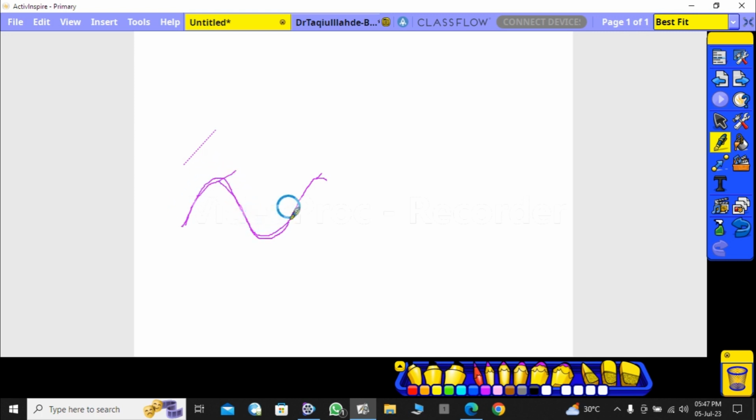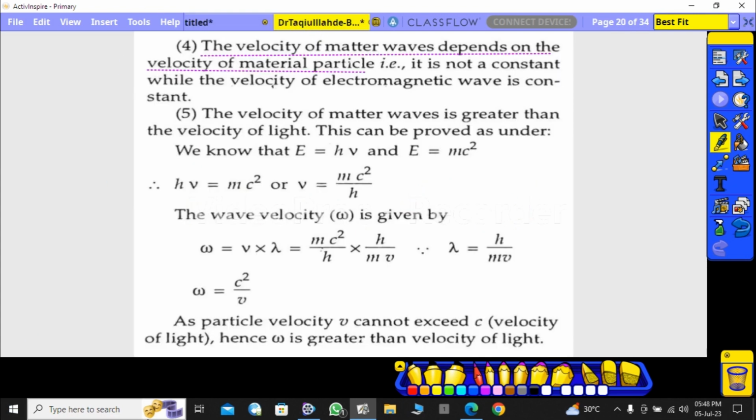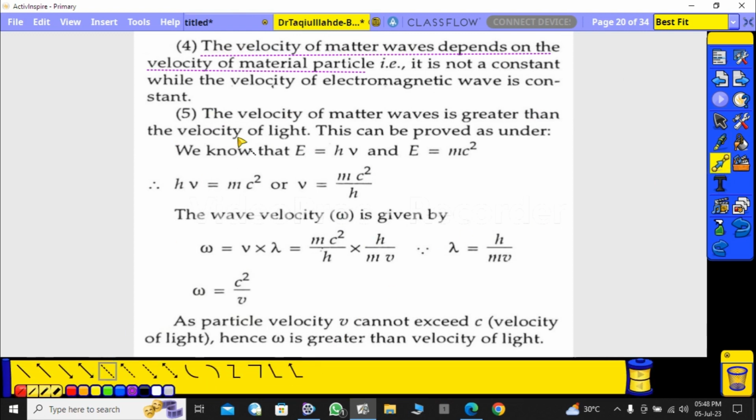It is the time taken to complete one wave. So how fast the wave is forming crests and troughs is the wave velocity. Particle means the particle will move like this, like this, like this, and it will take some time to make a wave. So the wave velocity and particle velocity are two different phenomena, that we'll check with the help of the derivation part. So it is not constant, while the velocity of electromagnetic wave is constant.